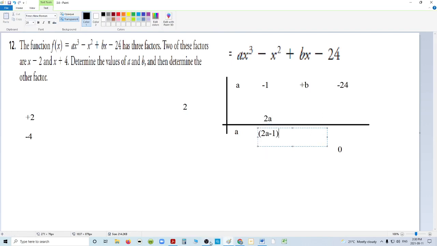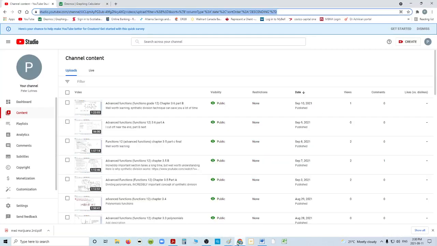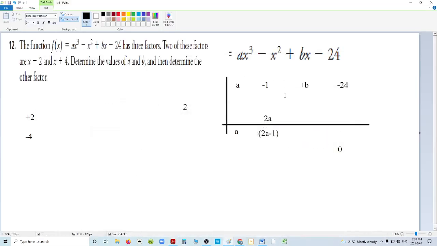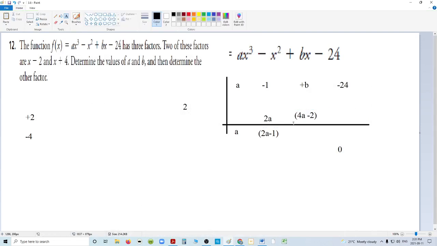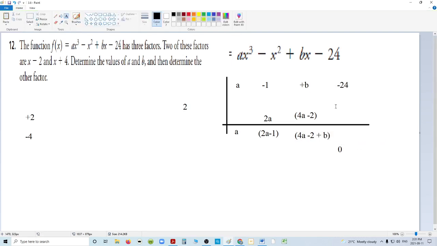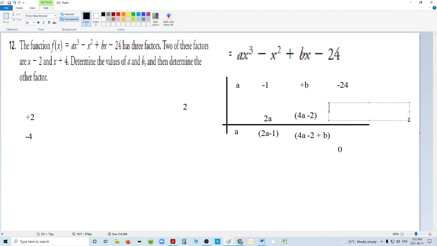Very similar. Didn't we do this? Let me make sure I did. No, I didn't do this. This is just a similar one, but now they want the equation. Yeah. 2a minus 1. When I multiply that by 2, I get 4a minus 2. When I add all this, which is the complicated part, I get 4a minus 2 plus b. When I multiply that by 2, I get 8a minus 4 plus 2b.